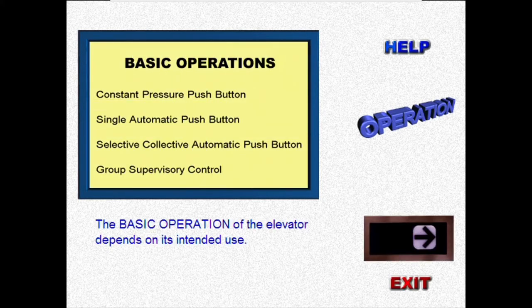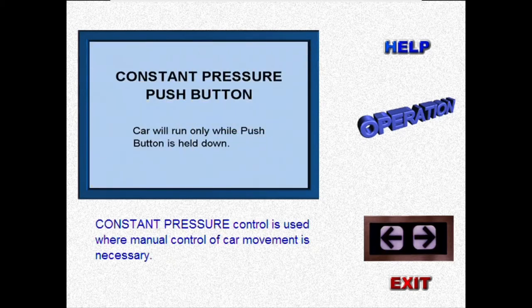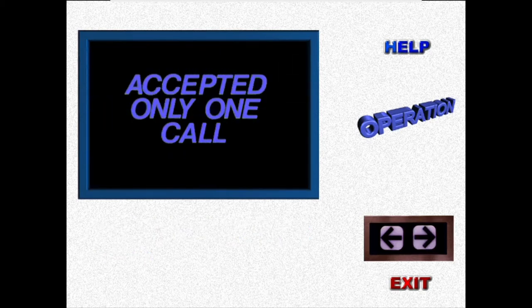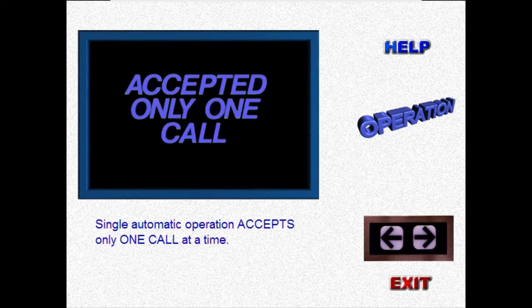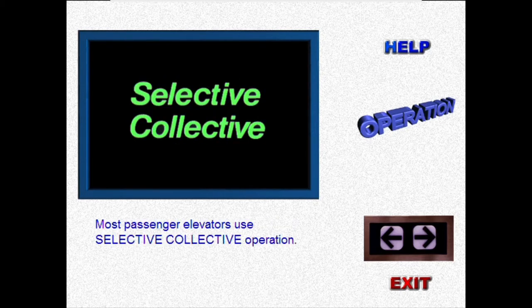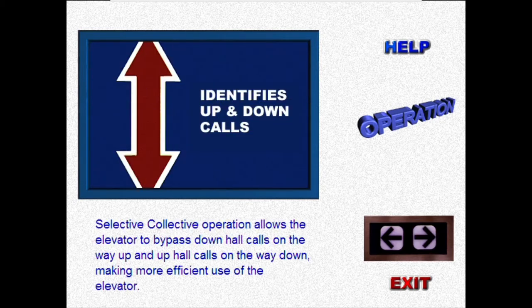The basic operation of the elevator depends on its intended use. Constant pressure control is used where manual control of car movement is necessary. Single automatic operation accepts only one call at a time. Most passenger elevators use selective-collective operation. Selective-collective operation allows the elevator to bypass downhaul calls on the way up and uphaul calls on the way down, making more efficient use of the elevator.